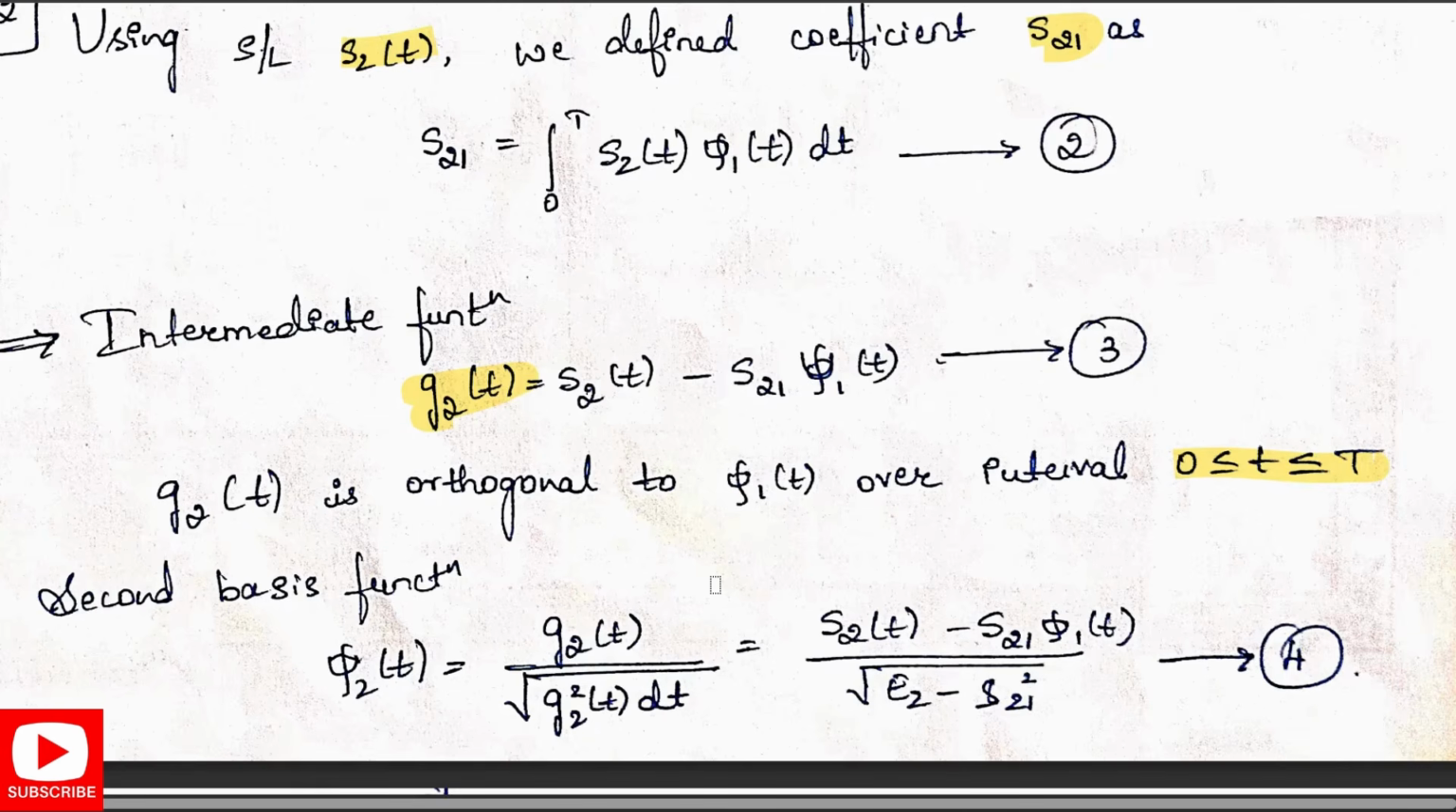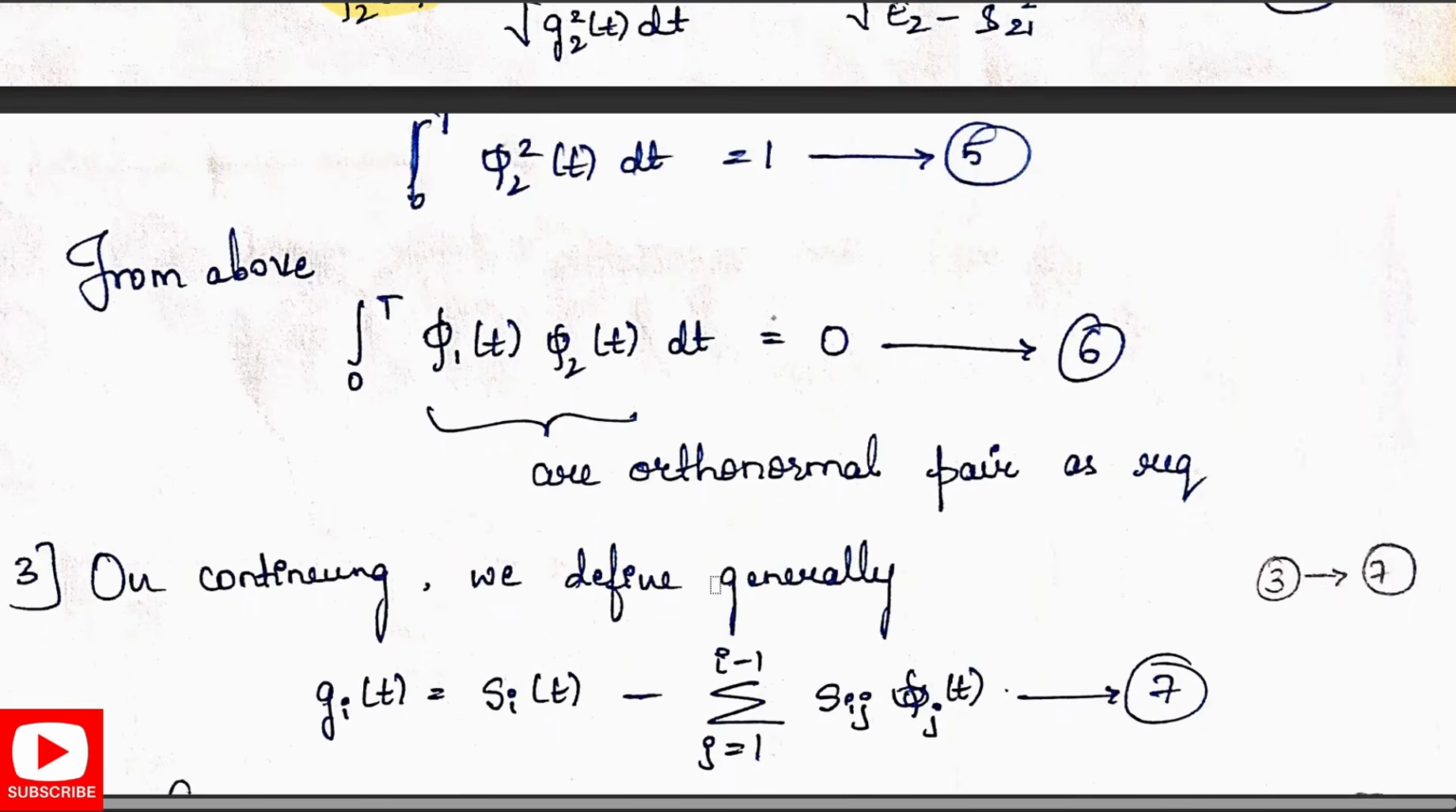This is the second basis function, hence phi 2(t) can be given as G2(t) divided by square root of the integral of G2 square(t) dt. So we know G2(t), we substitute it here. Finally, integration from 0 to T of phi 2 square(t) we will consider as 1. From the above, we can say the integral of phi 1(t) and phi 2(t) dt from 0 to T is 0. Hence you can say these two are an orthogonal pair as required.